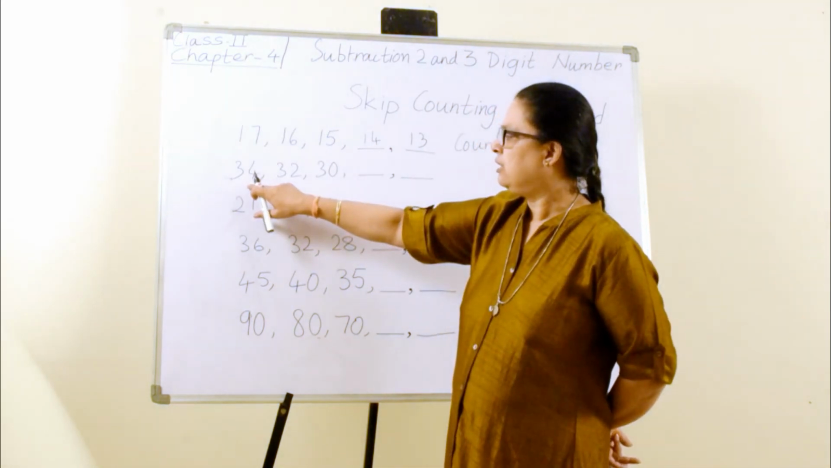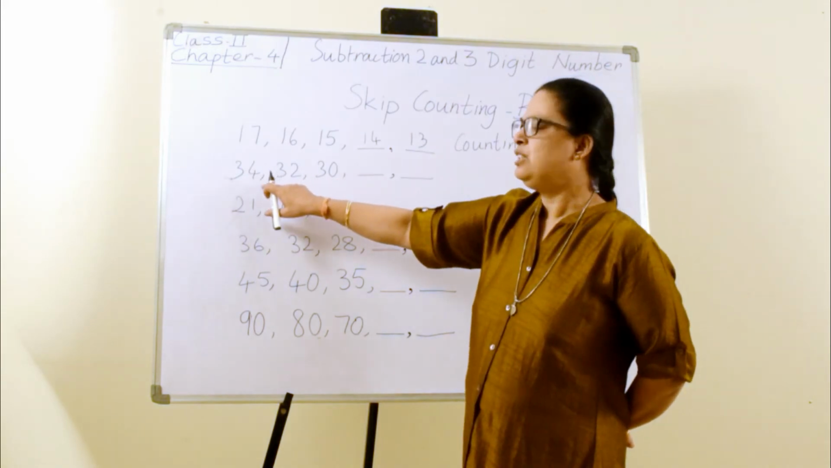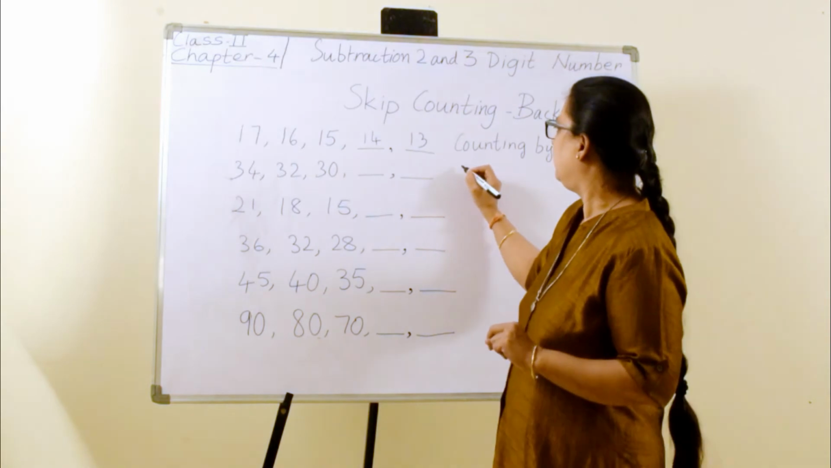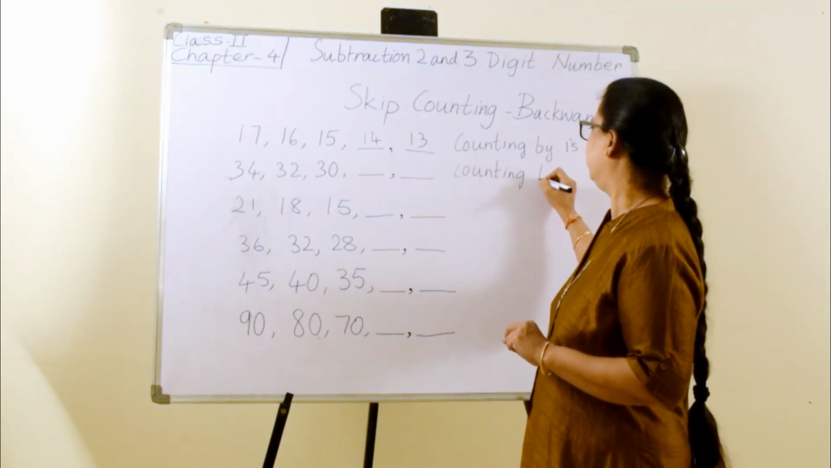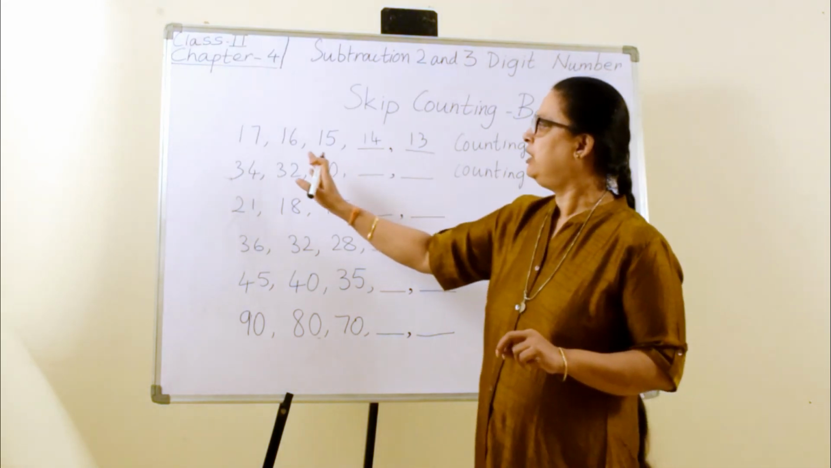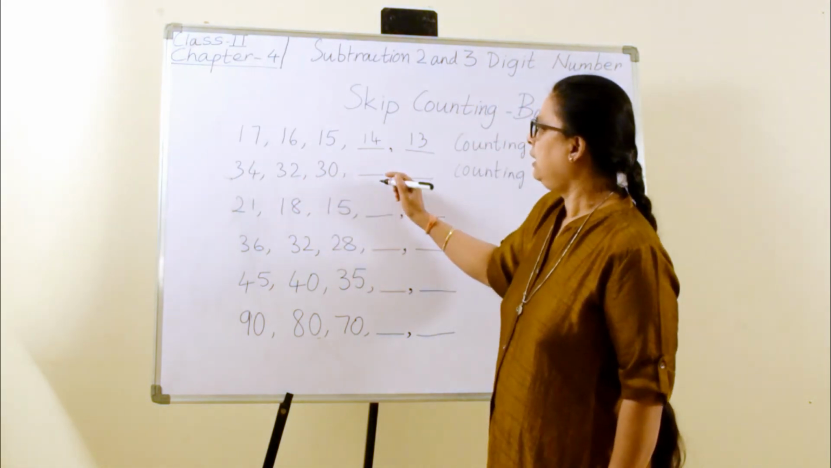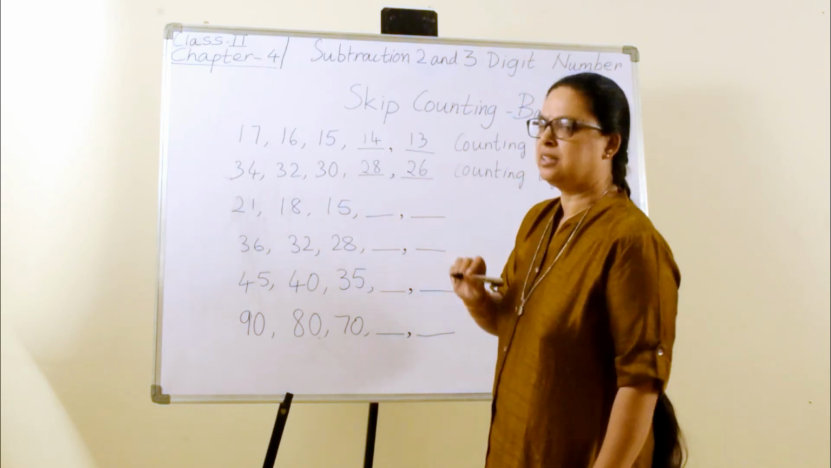Now let us look at this pattern here. 34, 32, 30. What is the pattern here, children? 2. Right? So this is counting by 2's. But you are not doing forward counting, you are doing it backward. So after 30, you will get 28, 26.